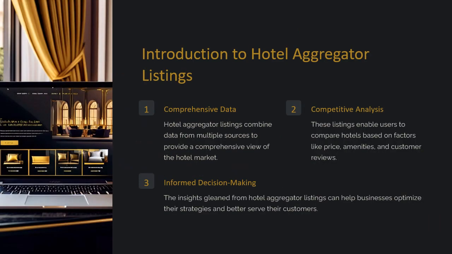Introduction to hotel aggregator listings: it is comprehensive data. Listings combine data from multiple sources to provide a comprehensive view of the hotel market. It supports competitive analysis and informed decision making, because it uses attributes like price, amenities, and customer reviews. It helps to optimize strategies and is better for the customers in the hotel.